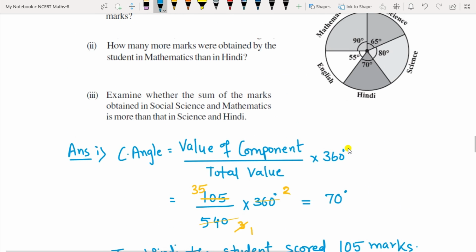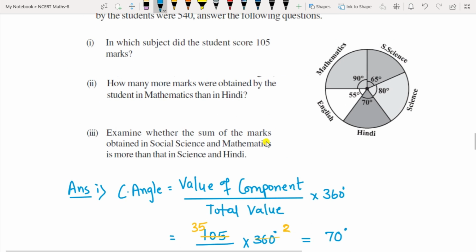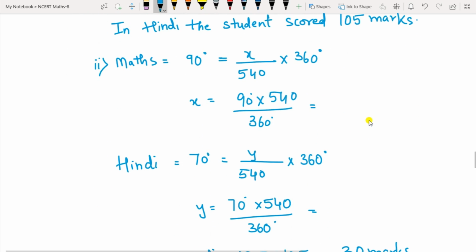The second question is, how many more marks were obtained by the student in Maths than in Hindi? So you have to calculate marks for the Maths and also for the Hindi. We don't know the marks for the Maths, so let it be X. We know the central angle through the pie chart for Maths is 90. So 90 equals X upon total marks 540 multiplied by 360. Find the value of X. So all these values move to this side: 90 into 540 divided by 360.